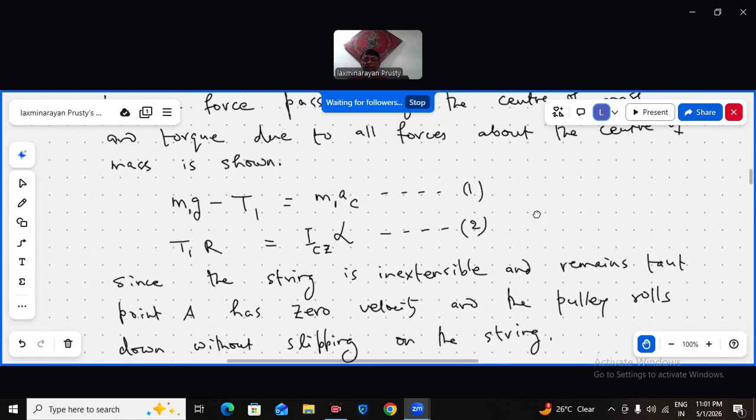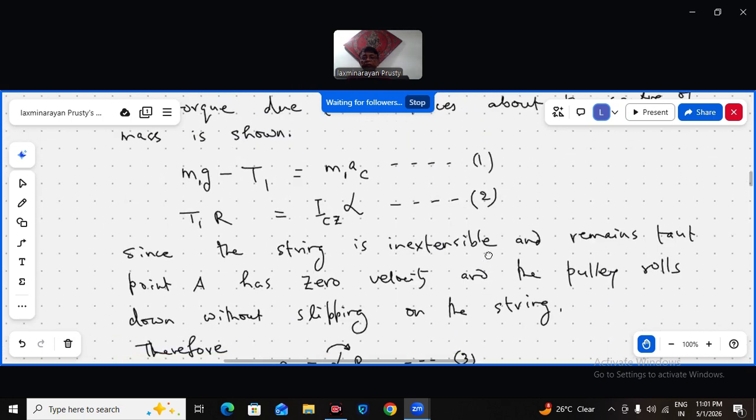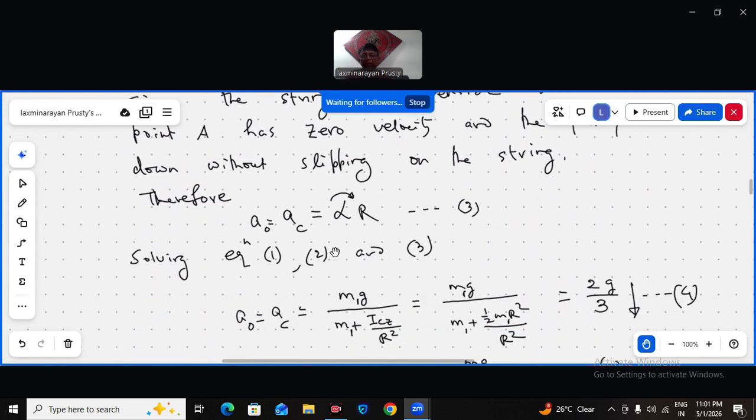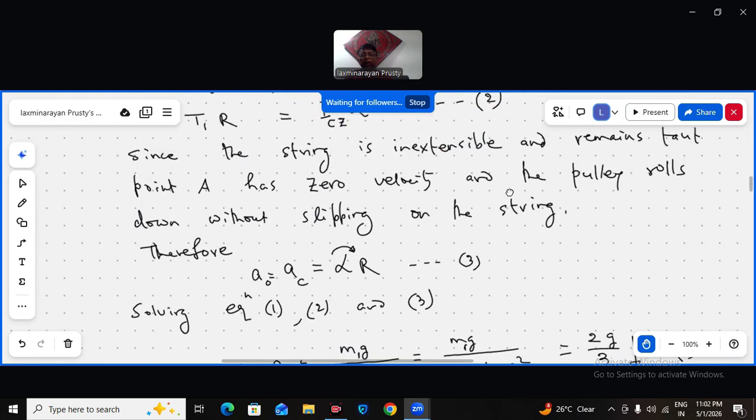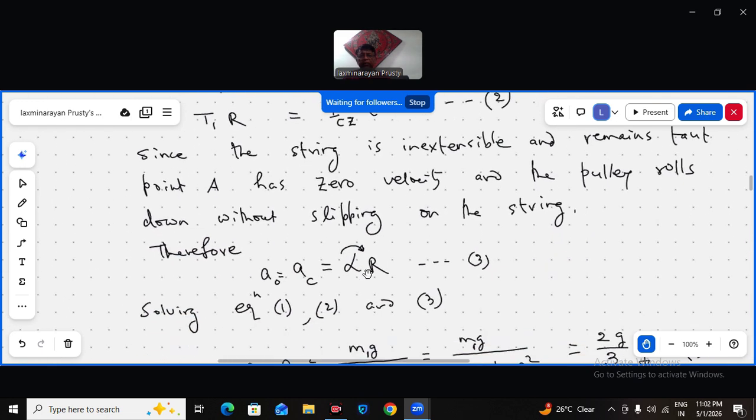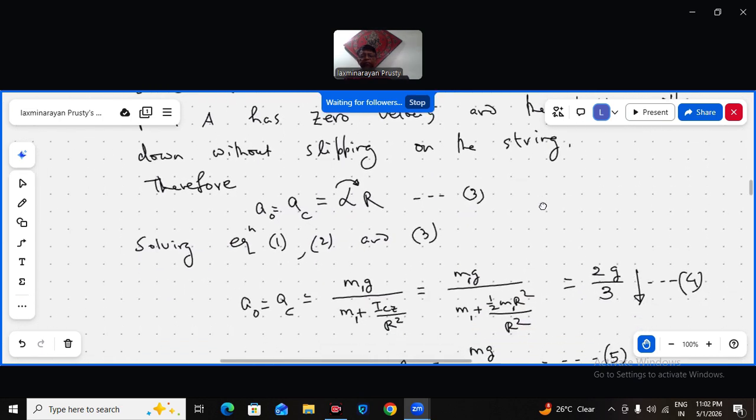How will we solve? That is AO and AC is equal to alpha. AC is m1g by... solve it. You can remove R to the right hand side and alpha is AC by R. So this becomes ICZ AC by R square. So after that you can cancel R. So you get m1g is equal to AC into m1 plus ICZ by R square.